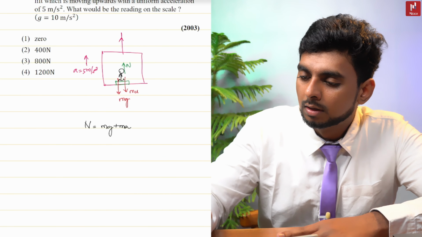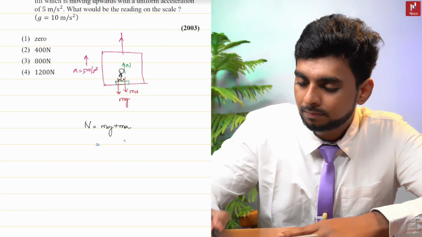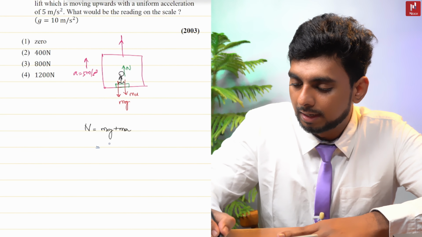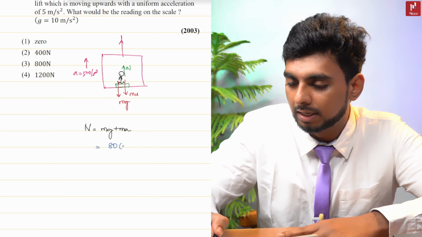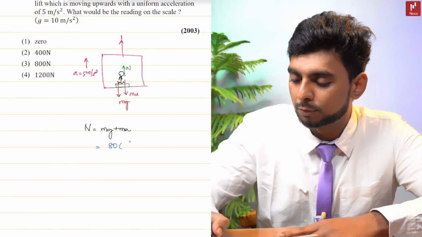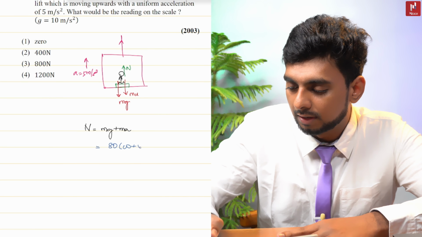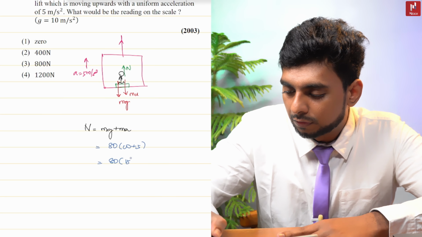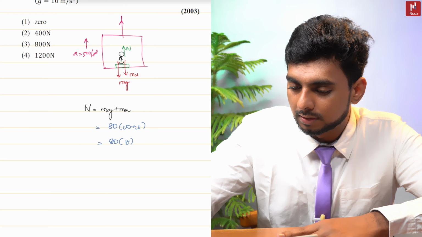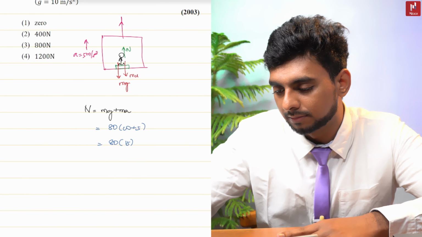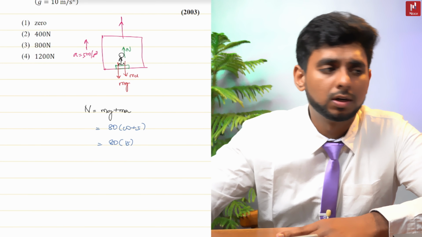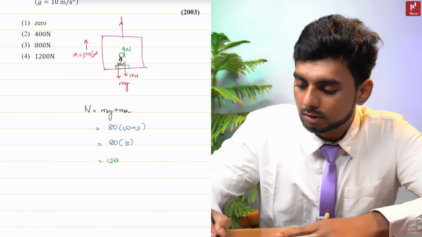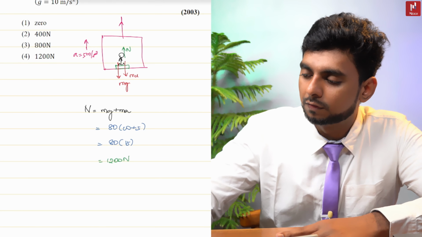Instead of m, let me substitute the mass. It's 80, right? So you will have 80 kg, and then g plus a. For g, they have given us clearly, just plug in 10, and then you'll have 5, right? So you'll have 80 into 15, so that's going to be my answer. 80 into 15 will be 800 plus 400, which is 1200, right? So the answer here is 1200 Newton, which is option 4.